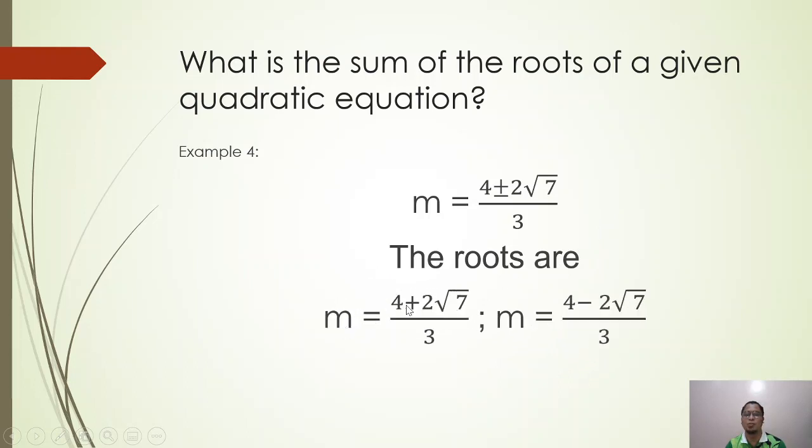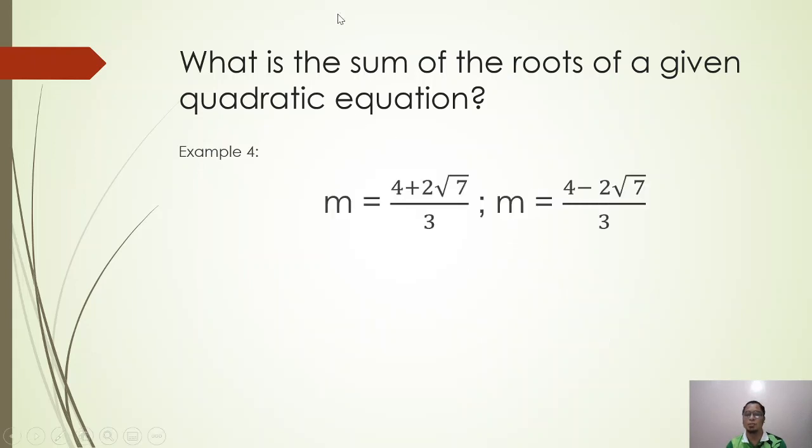M is equal to 4 plus 2 square root of 7 all over 3, and M is equal to 4 minus 2 square root of 7 divided by 3. Ito na yung roots niya. So sa paghanap pa lang dito ng roots, medyo mahihirapan na yung iba. Pero I'm showing you step by step para at least kahit balik-balikan po natin, medyo palagi ko naman maiintindihan natin.